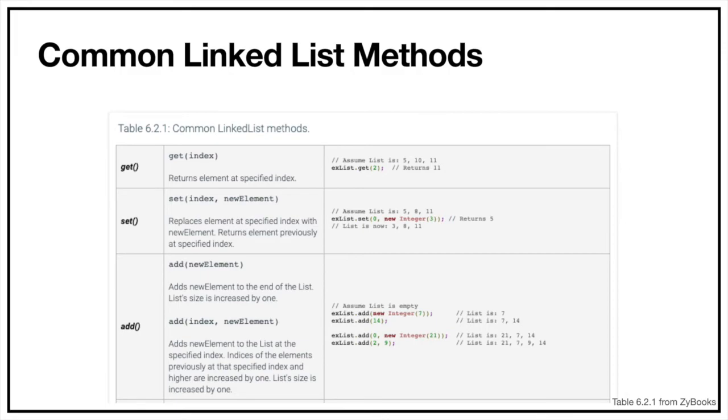Similarly, we have something called set. Set basically takes two arguments, the index and the value, the new element that you want to change or exchange. The index is an integer, of course, and has to be within the boundaries between zero and the size. And then the value is what you're going to exchange for the value occurring at that position. Here is an example. Here we're trying to exchange the value at position zero with three.